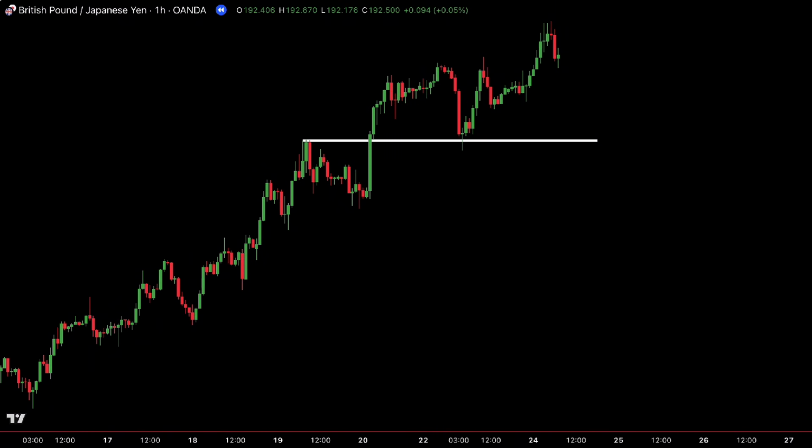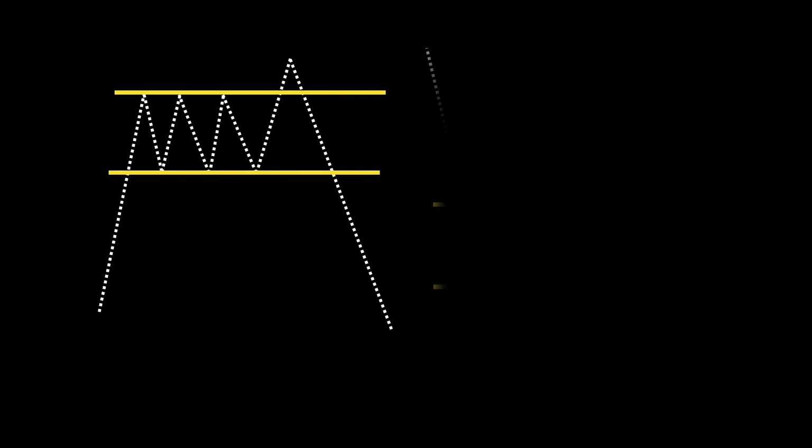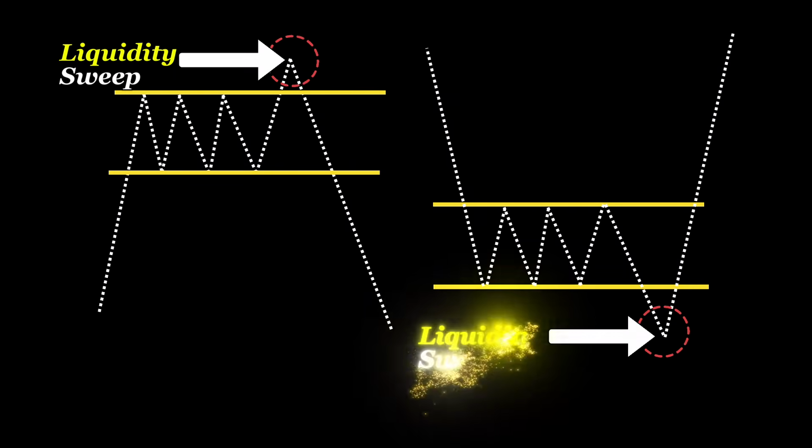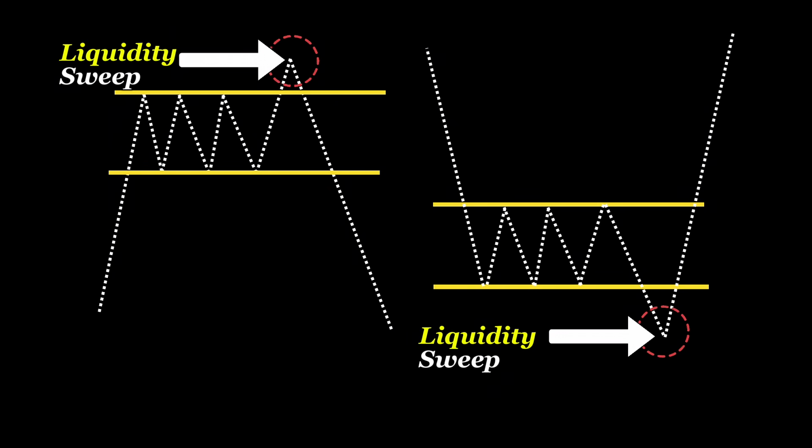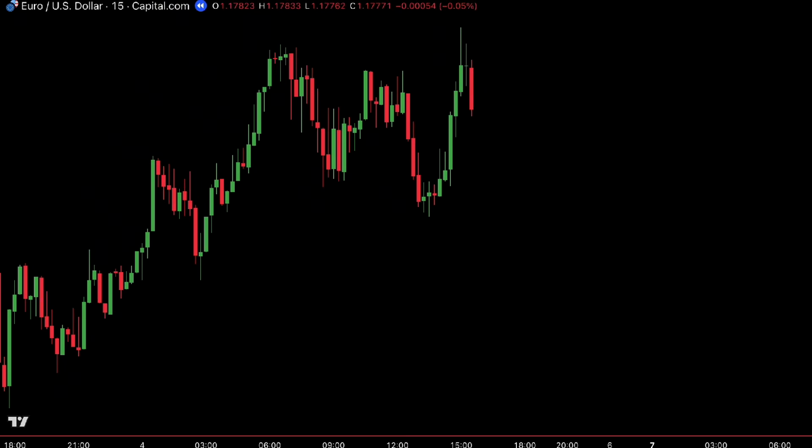Now that you know how to identify liquidity runs, let's move to liquidity sweeps. As we explained earlier, liquidity sweeps appear during accumulation or distribution phases. In other words, during range-bound markets. Let's look at a clear example.